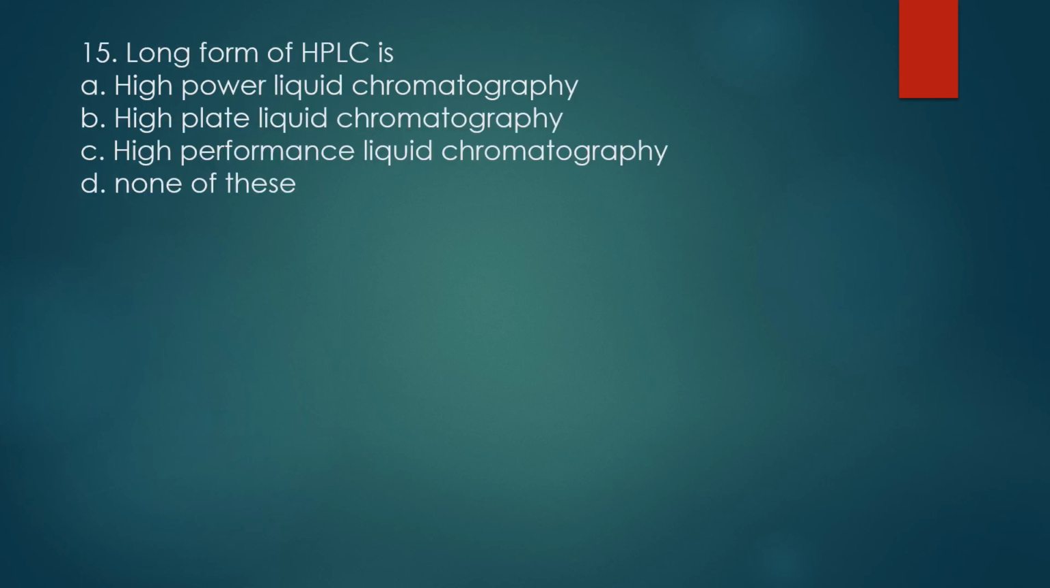MCQ number 15. Long form of HPLC is option A, high power liquid chromatography. Option B, high plate liquid chromatography. Option C, high performance liquid chromatography. And option D, none of these. And our correct answer is option C, high performance liquid chromatography. Long form of HPLC is high performance liquid chromatography.